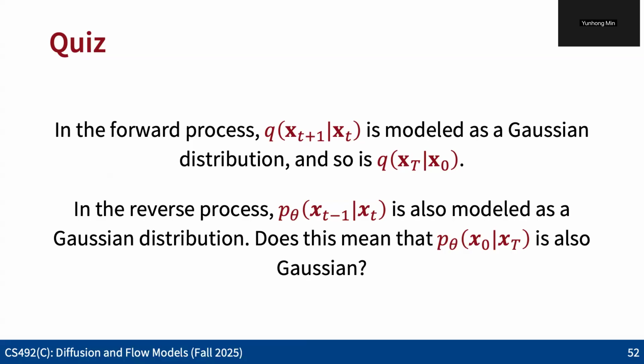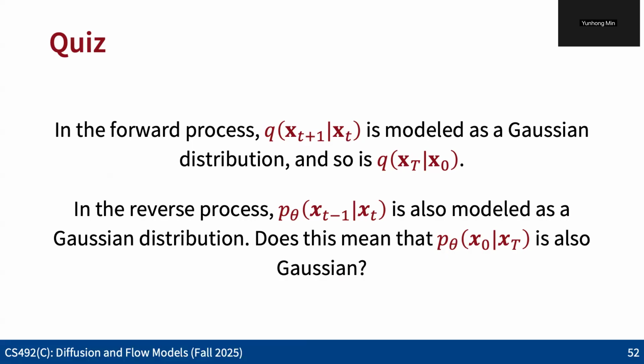If the answer was yes, then what's the point of having diffusion models? Because as I said, the limitation of the VAE was that we are modeling this as a Gaussian distribution, which limits the expressibility of the marginal distribution. The thing is that now we are defining the likelihood distribution as a sequence of these reverse transition distributions.